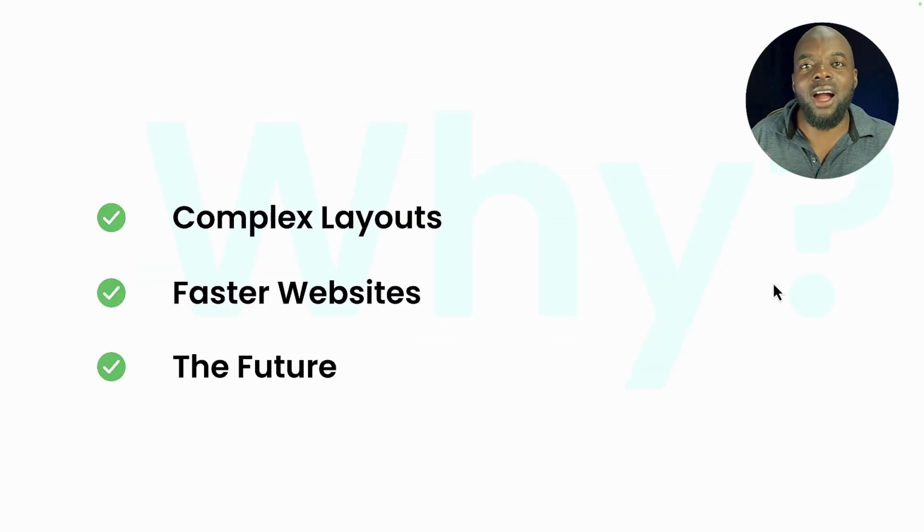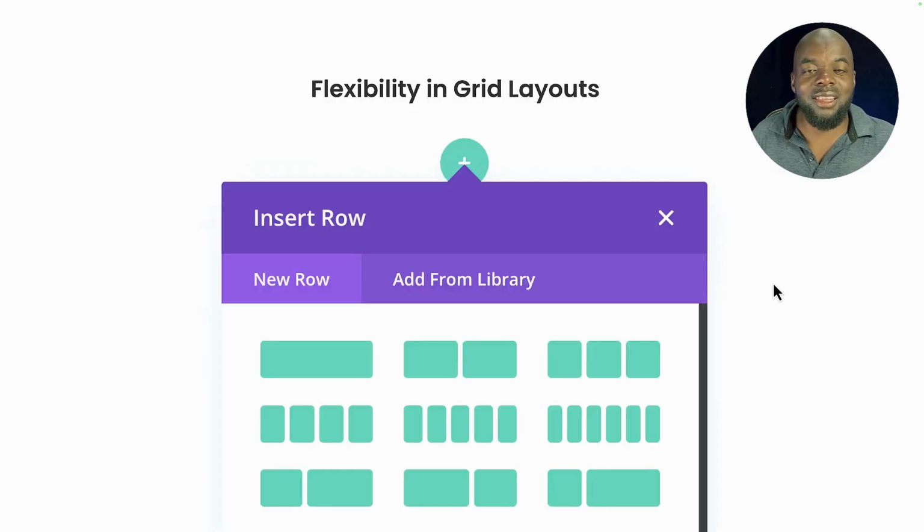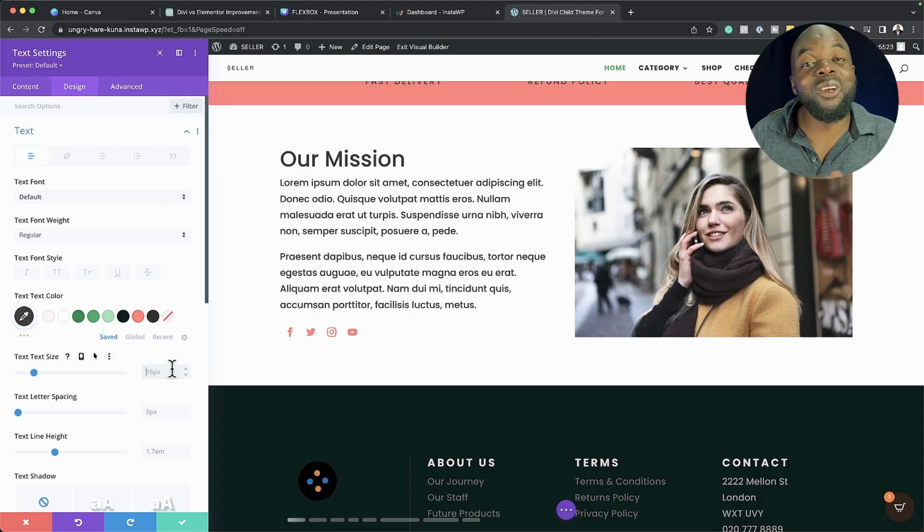So you may be asking, why do we need Flexbox? Is it that important? Well, yes, it is, because we can build complex layouts. The websites that we're going to be building are going to be way faster because we're doing away with the code that is needed to create all these rows and columns. Finally, this is the future of web design. So if you take a look at the rows here, this is all we have in order for us to structure our website.